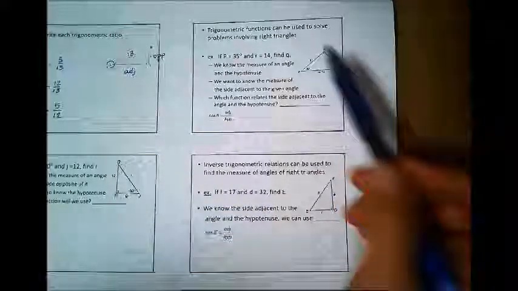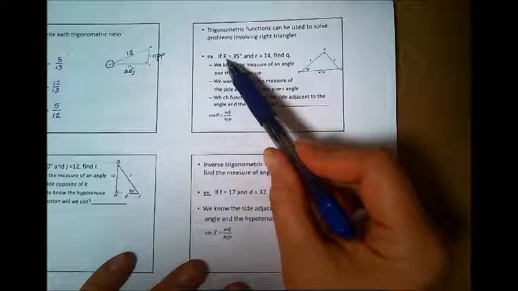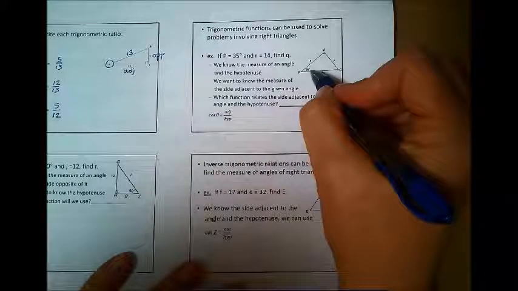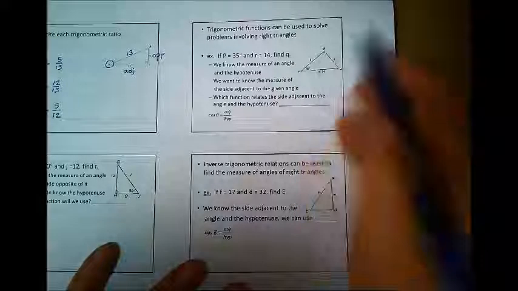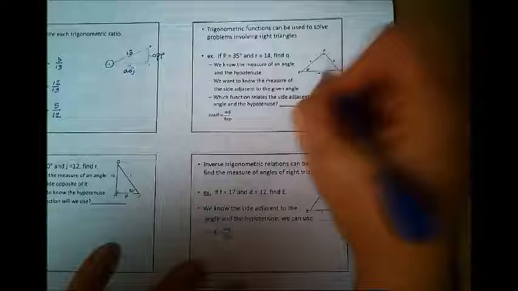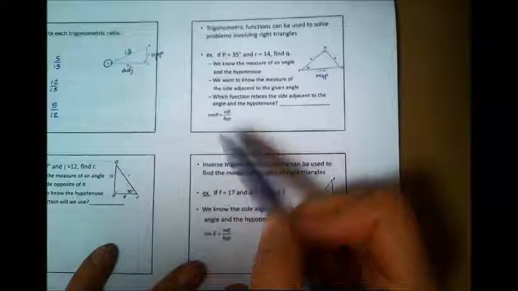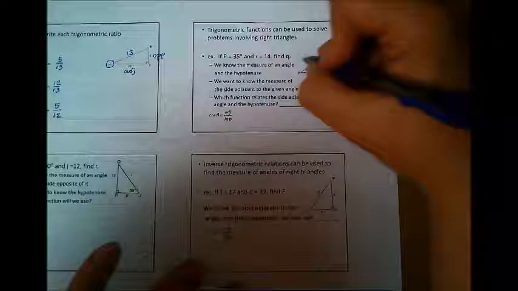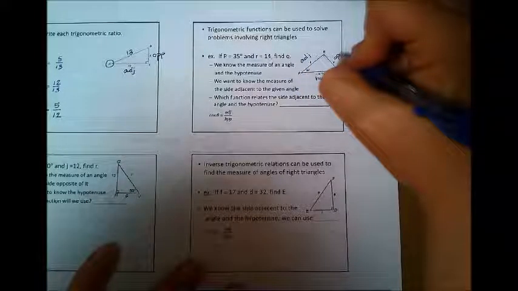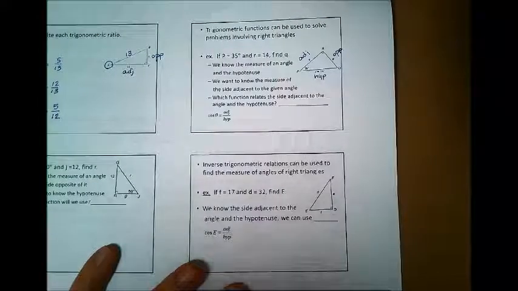Trigonometric functions can be used to solve problems involving right triangles. So, example, if P is 35 degrees, there's P right there, and R is 14, let's find Q, which is right there. So we know the measure of an angle and the hypotenuse, because this is the hypotenuse. We want to know the measure of the side adjacent to the given angle. Here's our angle. This side is adjacent to it. It's right next to it. This would be opposite.